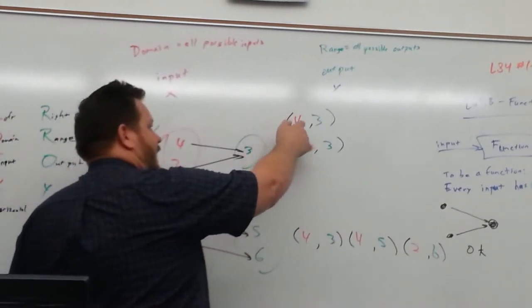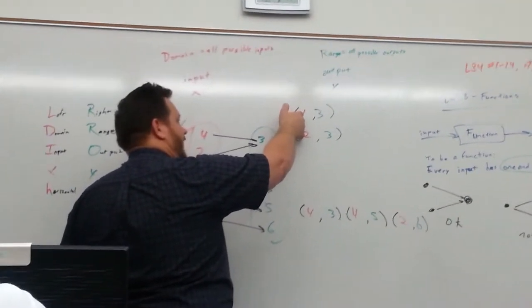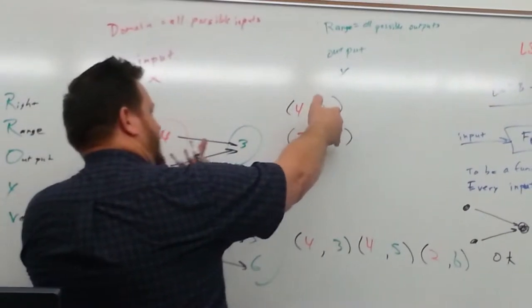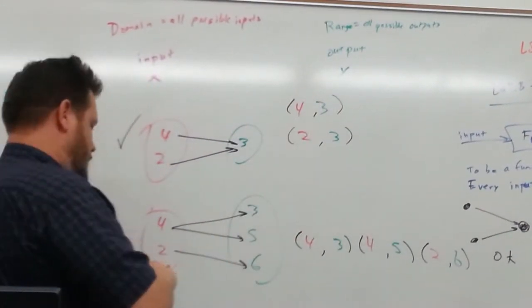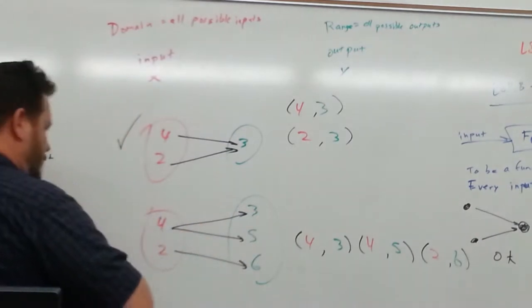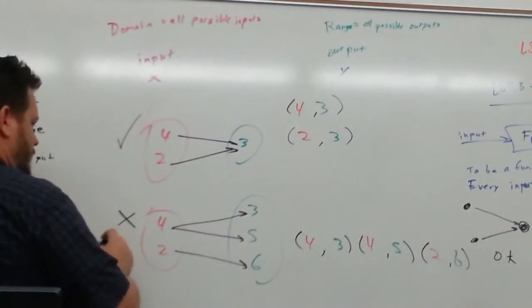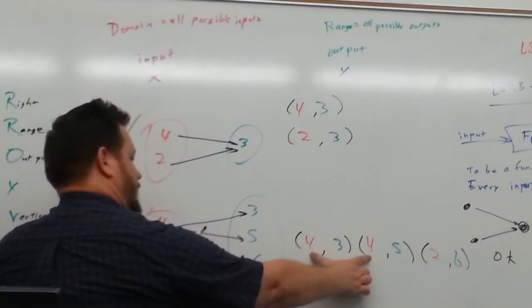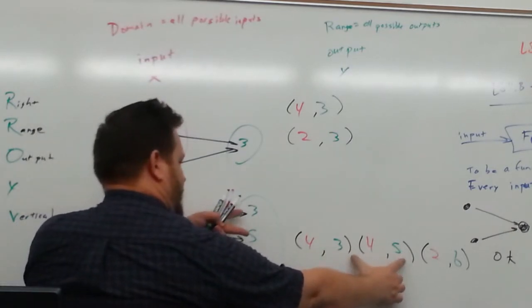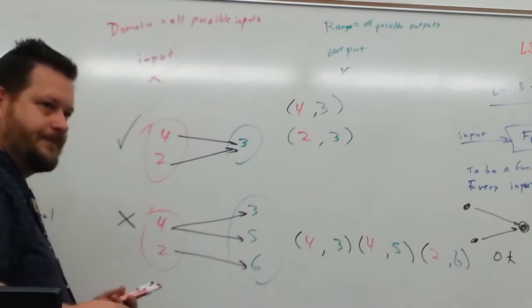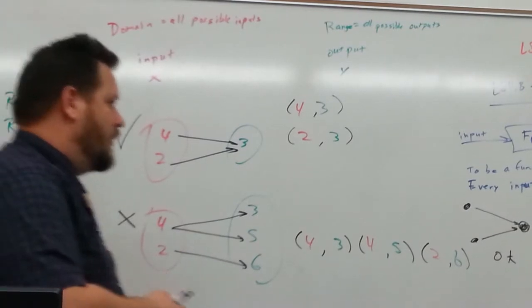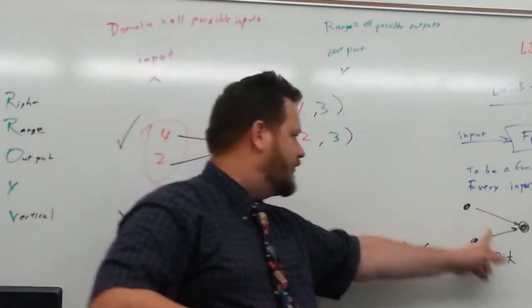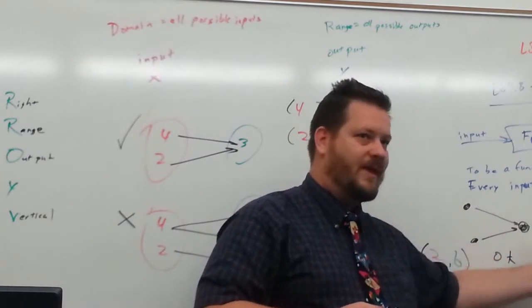So having different numbers in the x position for the input and the same for the output, that is okay. However, what's not okay is to have the same number input have two different numbers for the output. So this is how you can tell what's okay and what's not a function with the arrows.